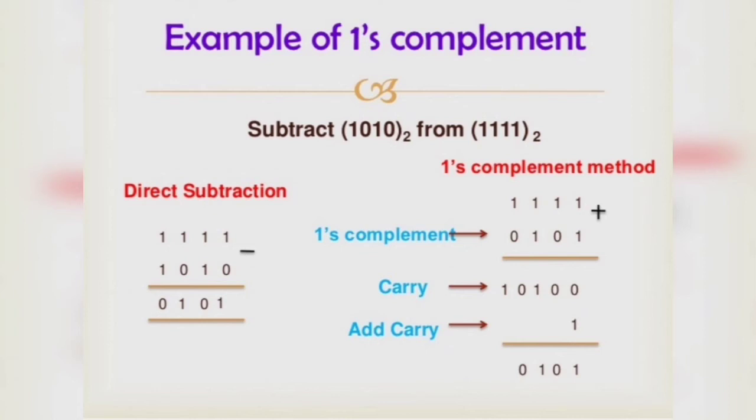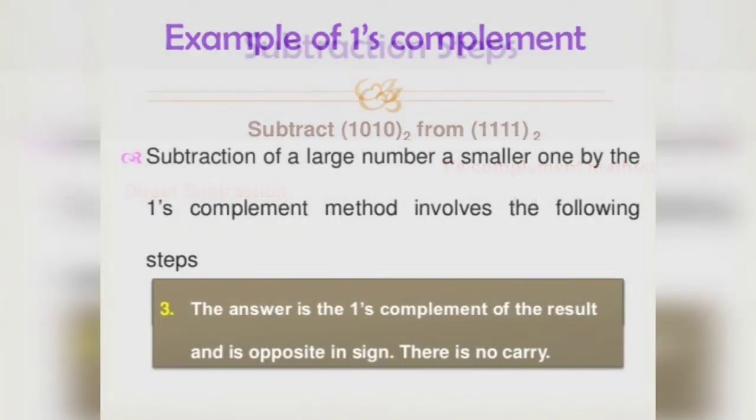That carry 1 plus 0 becomes 1. We write it as it is. That carry 1 plus 1 becomes 10. We write 0 as it is and take carry 1. That carry 1 plus 1 becomes 10. And we bring that carry to the lowermost digit. It means 0 plus 1 becomes 1010. So we can see here the direct subtraction and the 1's complement method, both answers are one and the same.